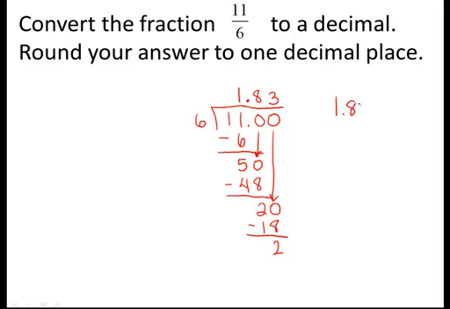I look at the hundredths place in order to decide how to round. Since I have a digit that's less than 5, the 8 stays an 8, but I end my decimal after the tenths place. The final answer to this question is 1.8.